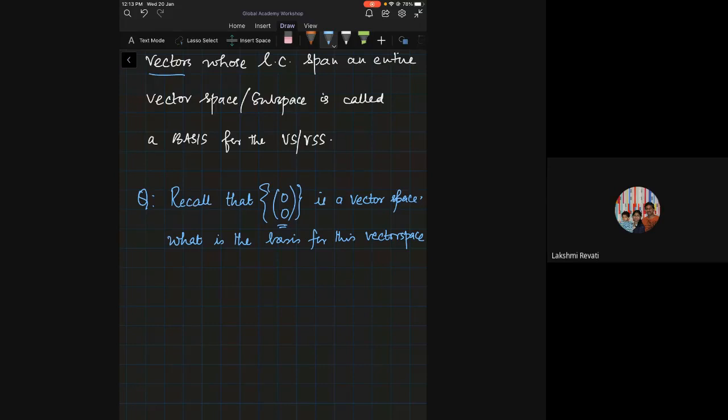Itself? The same vector space itself is the basis? Oh, that cannot be the basis. A vector space cannot be a basis. No, a set of vectors can be a basis. Yeah, the zero vector itself is the basis.